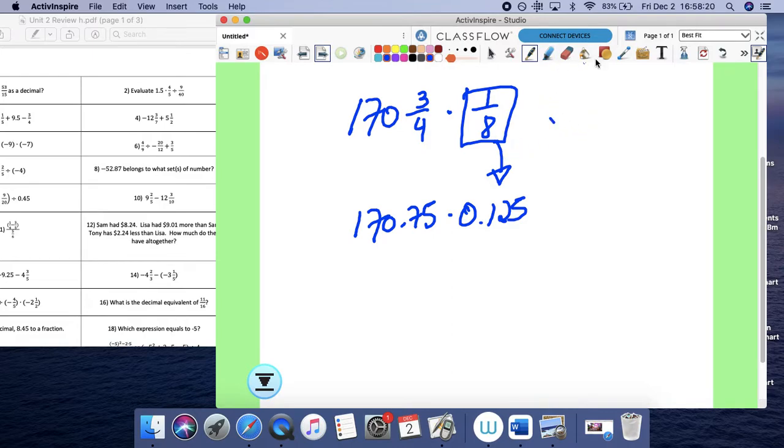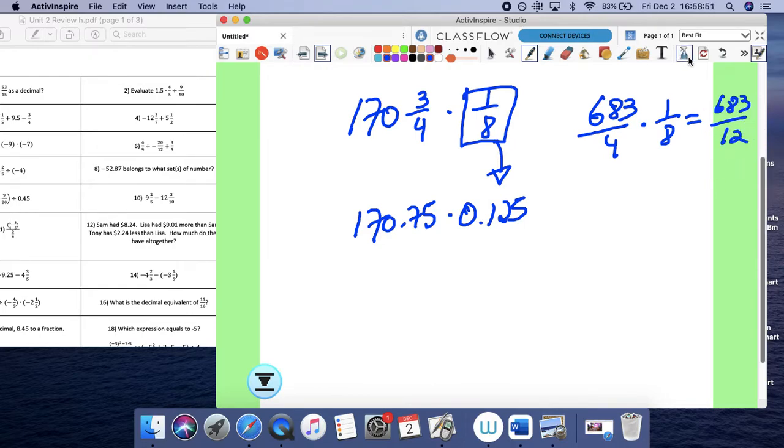I am trying to see which one is the prettiest. Not prettiest, it's less hassle. Well, let's stick to fractions. Now, 170 times 4 is 680. So you actually get 683 over 4 times 1 over 8. Not too sure if you want to do that. So that becomes 683 over 32.